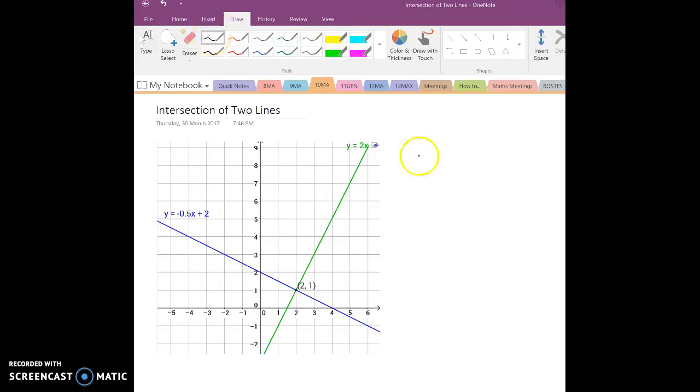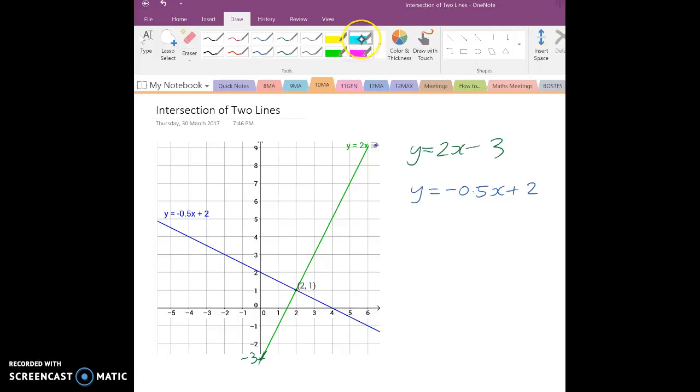So the first one, the green one, so I better write in green, is y equals 2x minus 3. Oh, it's chopped off. That's a bit of a shame. See, that would have hit there at minus 3. Okay, we get that, don't we? And the other one, the blue one, is y equals negative a half x plus 2. So you can see that one there.